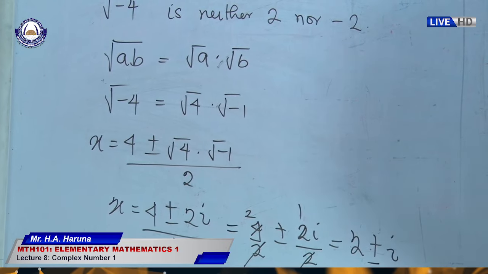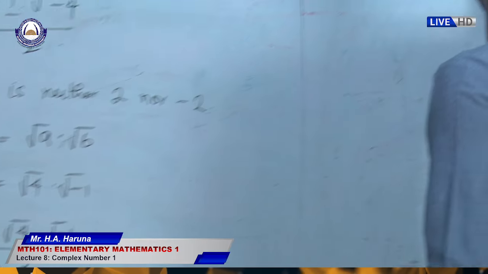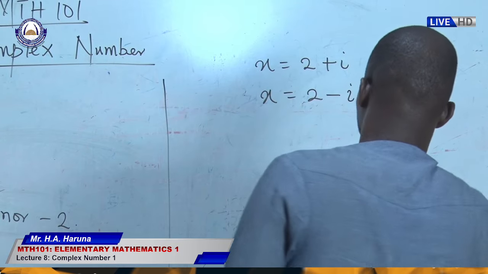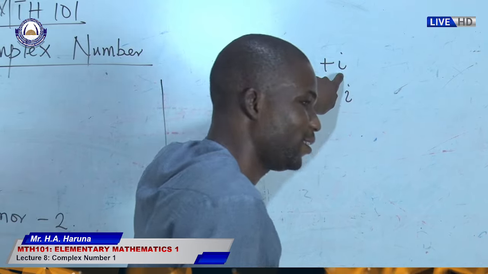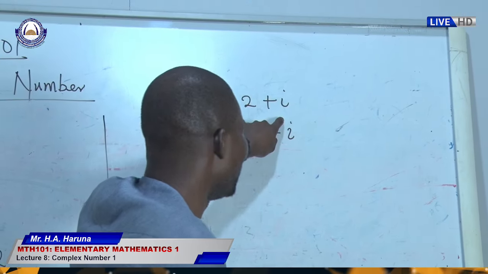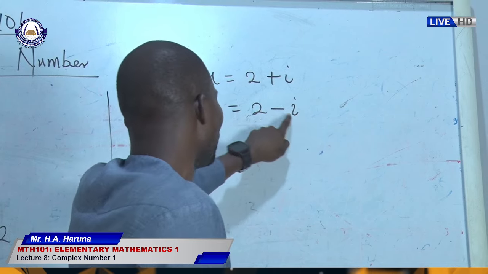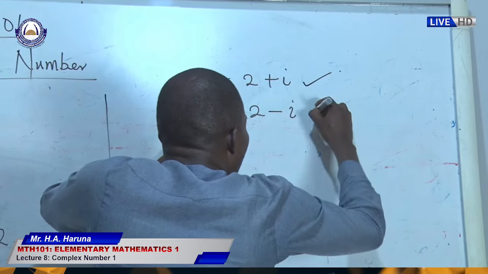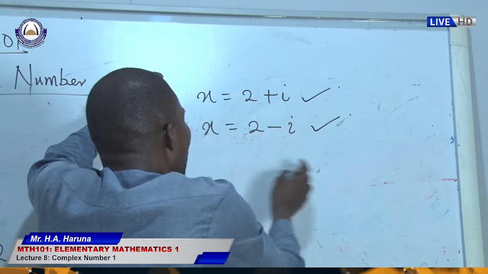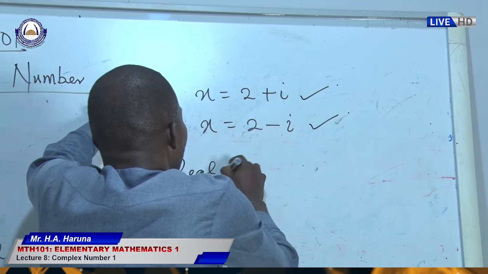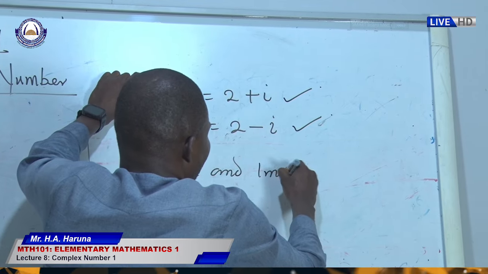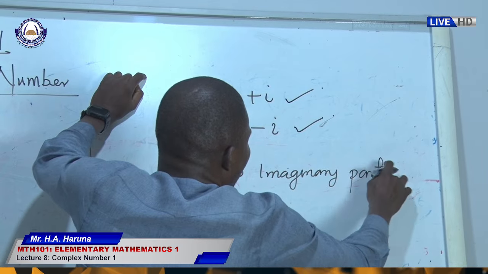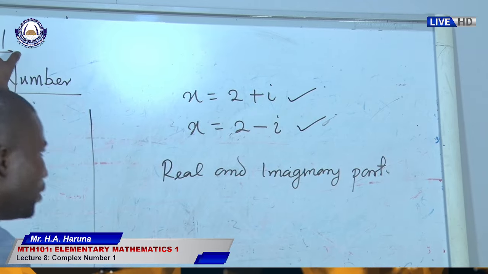Now you have two solutions there. x equals 2 plus i, and also x equals 2 minus i. You cannot add 2 and i because one is real and the other is imaginary. You cannot subtract i from 2 because one is real and the other is imaginary. So in a nutshell, this is our solution, and it comprises real and imaginary parts, which is why we say complex number.